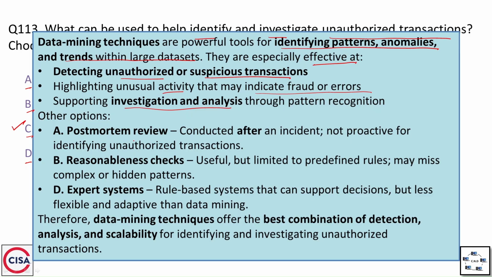Other options, option A, post-mortem review, conducted after an incident, not proactive for identifying unauthorized transactions. Option B, reasonableness checks, useful but limited to predefined rules, may miss complex or hidden patterns. And option D, expert systems, rule-based systems that can support decisions but less flexible and adaptive than data mining. Therefore, data mining techniques offer the best combination of detection, analysis, and scalability for identifying and investigating unauthorized transactions.